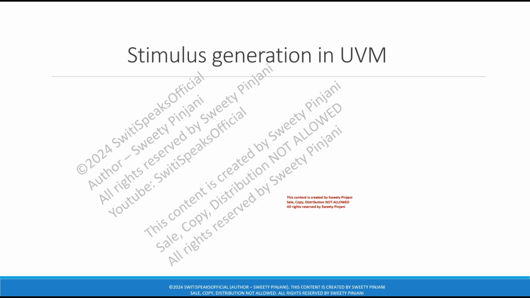We had seen the UVM test bench architecture. In case you have not gone through it, please go through it. There is a lecture on test bench architecture. Here I am going to take a part of that test bench architecture, which will help you understand how this stimulus generation happens. Let me show you.